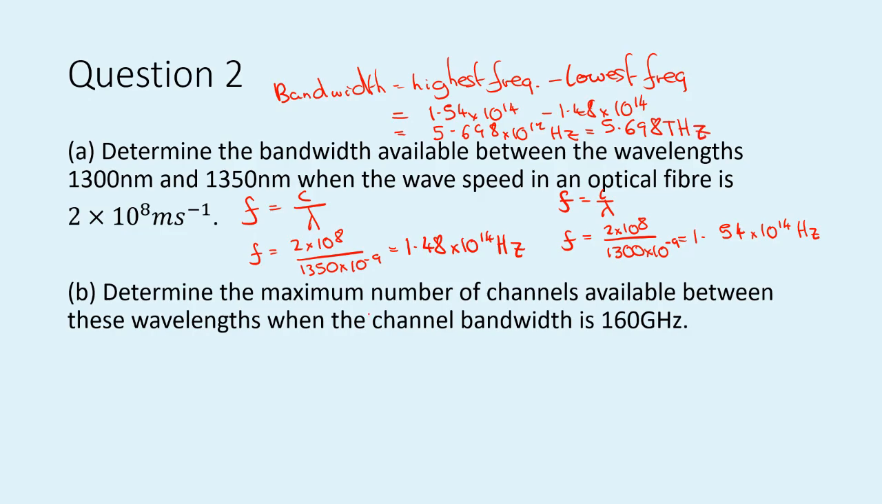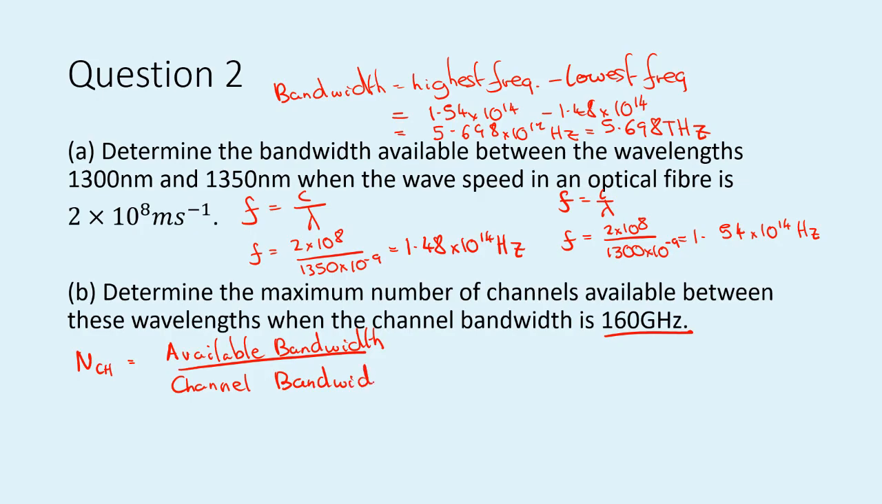And we're asked to calculate the maximum number of channels that we could get in, and each channel is 160 gigahertz. So this is coming back to the equation for the number of channels. That's the available bandwidth over the channel bandwidth. That's just a formula we've already seen when we looked at the first communications chapter.